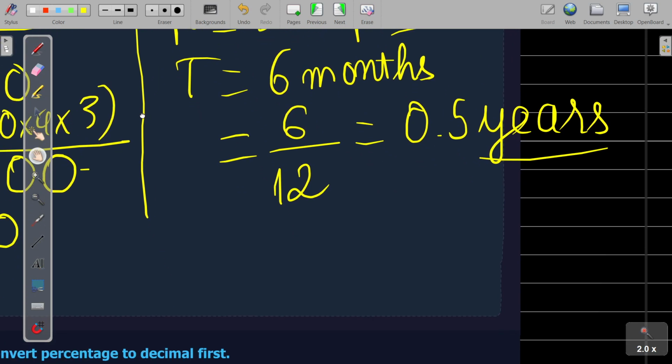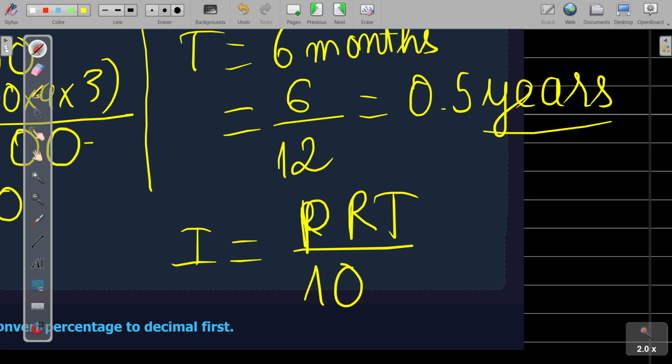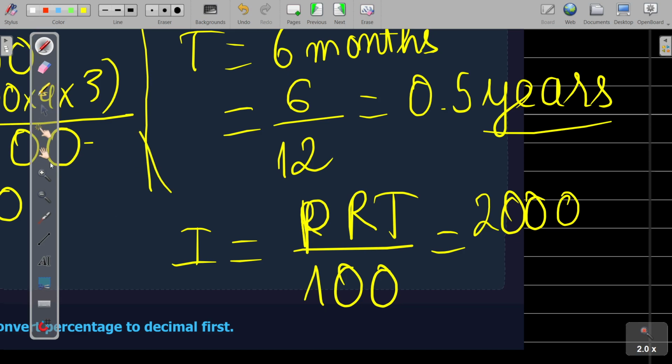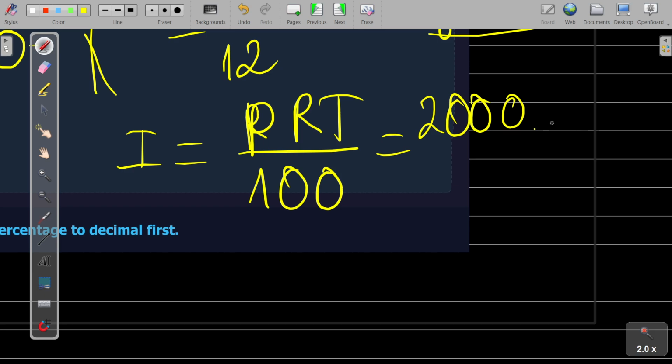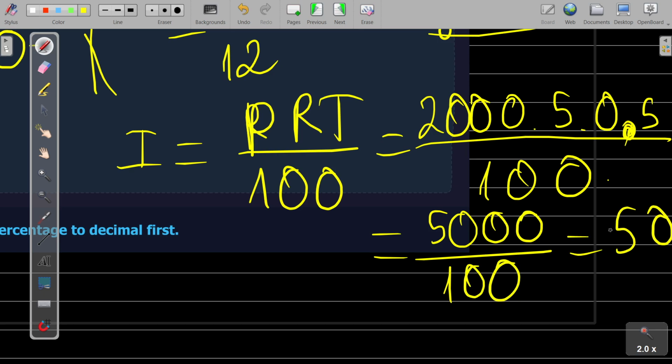Now we can plug and play. So our I, which is our interest, is PRT over 100. We can plug in the raw numbers. We have 2,000 multiplied by the R, which is 5% per annum, and T is 0.5 here, over 100. This is going to give us 5,000 over 100, which is $50. This is going to be our interest.